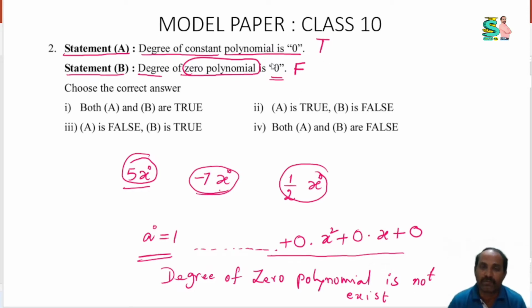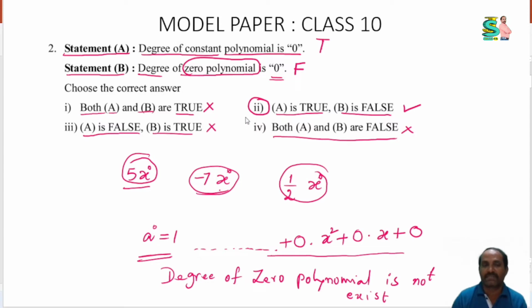Now what is our answer? A is true, B is false. Let us check. First one: both A and B are true. That's why this one is false. Third one: A is false, B is true. This one is also wrong. Fourth: both false. This one is also not our answer. So the second one, A is true and B is false, is our correct option. So 2 is our answer. Is it understood?